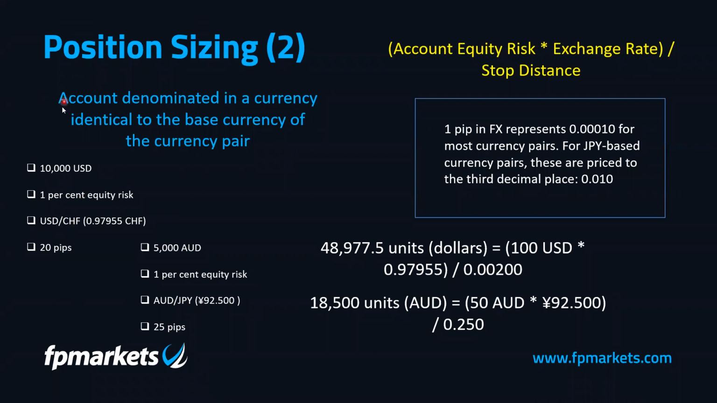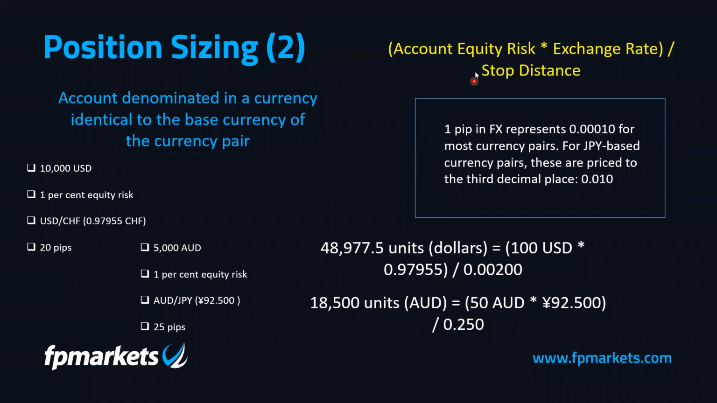Remember guys, look what we're looking at. Account denominated in a currency identical to the base currency of the currency pair. The account denomination is dollars, identical to the base currency of the currency pair, the US dollar, the base currency. And that's trading at 0.97955. Now, this particular setup demands a 20 pip protective stop.